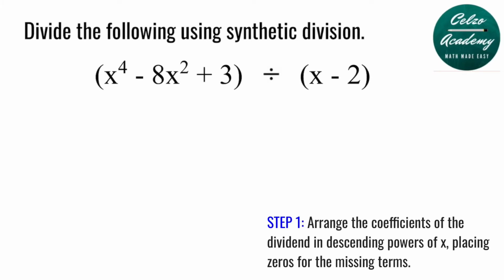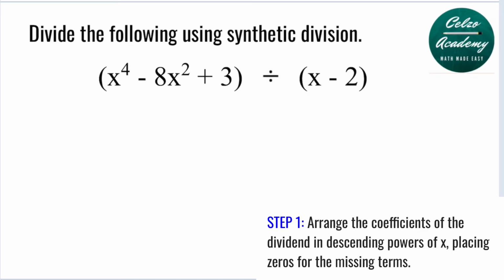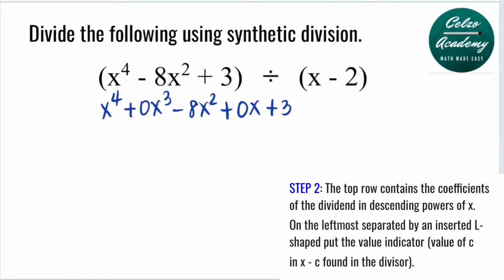Step 1 is to arrange the coefficients of the dividend in descending powers of x and replacing zeros for the missing terms. Our dividend is the same thing as x to the fourth. x cubed is missing, so we write down 0x cubed minus 8x squared. x to the first is missing, so we put 0x. And we have the constant 3. So the coefficients are 1, 0, negative 8, 0, and positive 3.